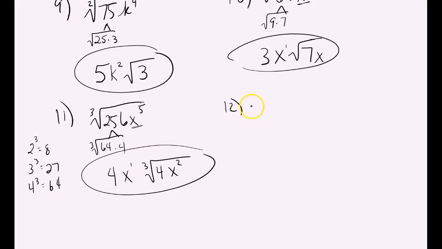Number 12, the square root of 384b squared. So this stinks because that's a big number. So we want to look for something that goes into that.